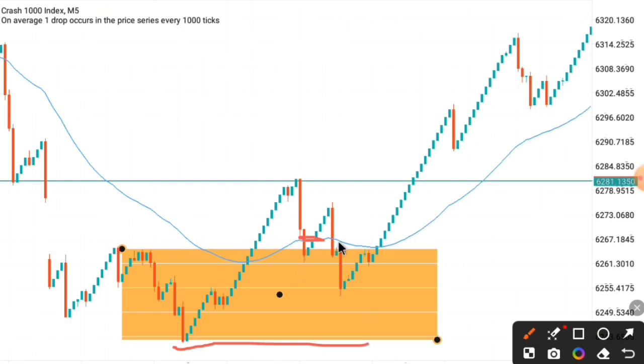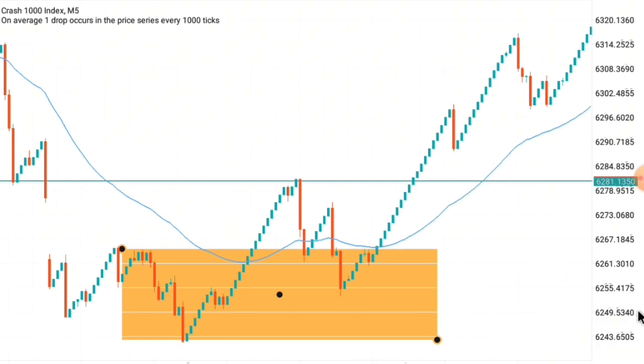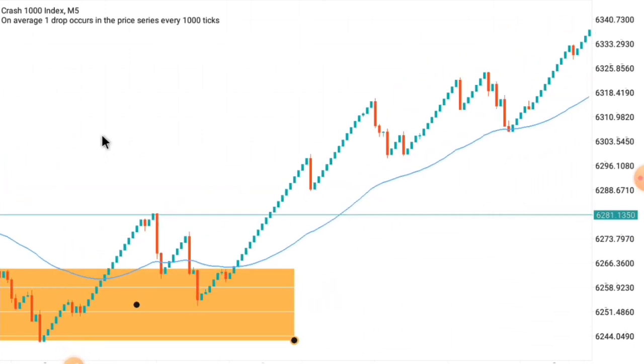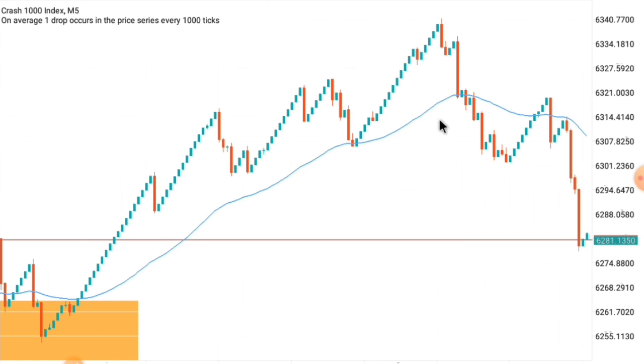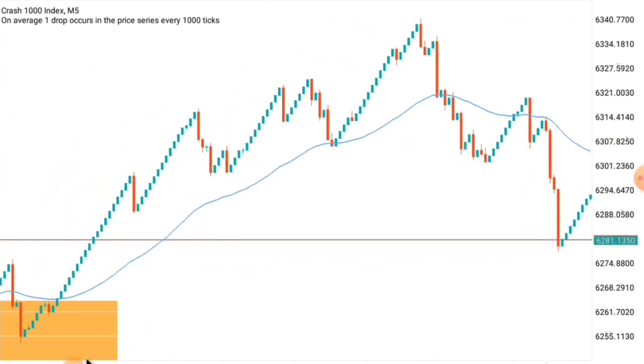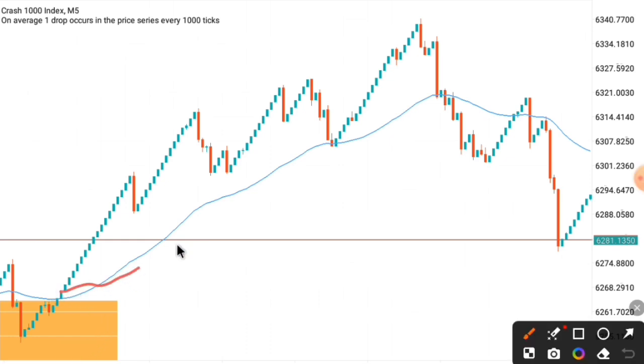Now, if you missed here, you could have also entered it here. So you want to target a 1:2 risk reward ratio, or you want to use the moving average as a trailing stop, such that whenever price closes below it, you exit. So you would have taken the trade all the way from here down to this spot, and you have made massive profit.